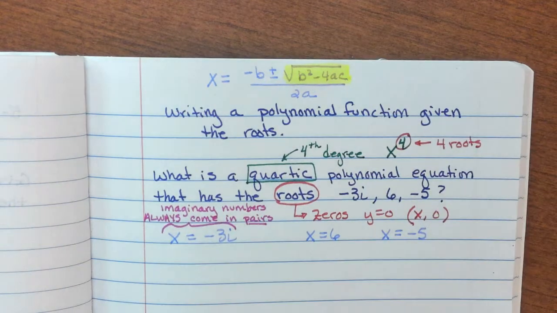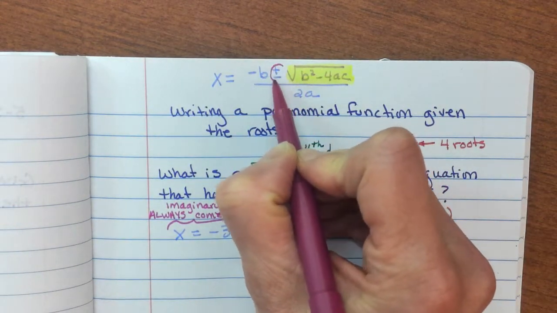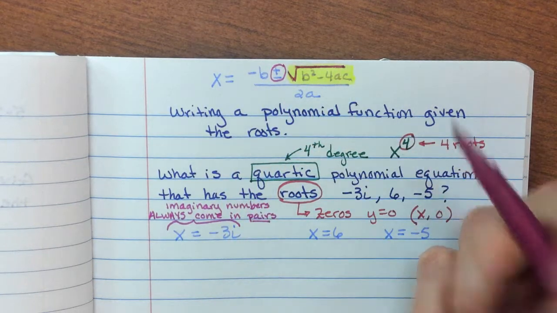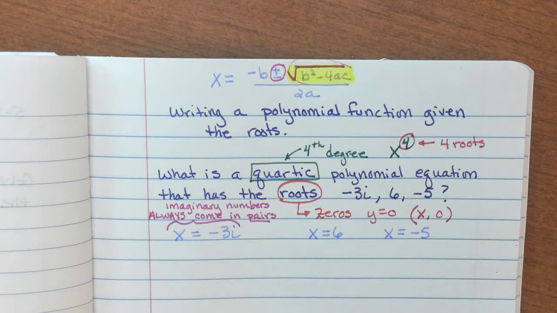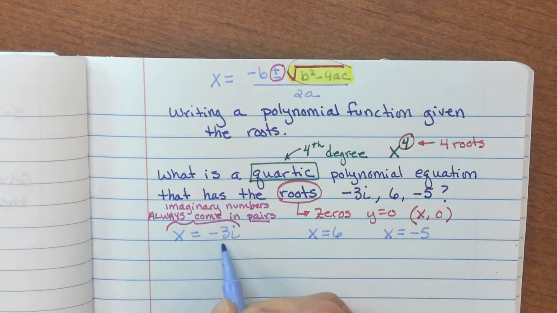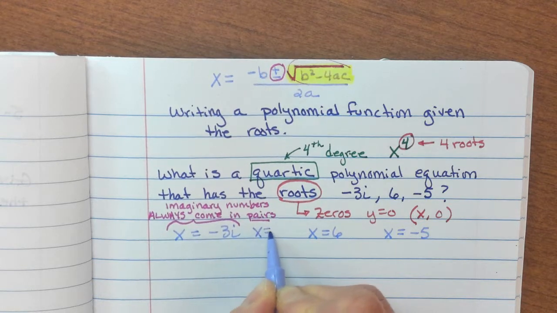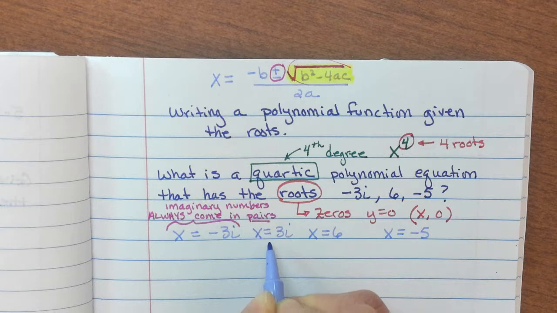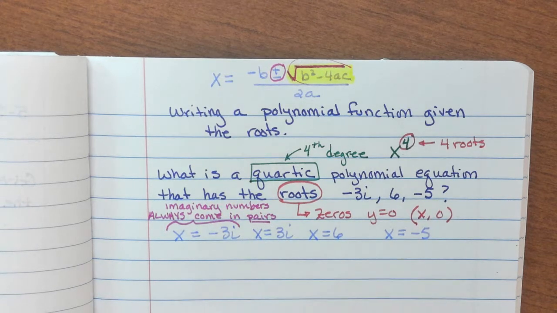Look what's right in front of that square root. We have this plus or minus. Whatever happened at the end, here I have the minus, I just need the plus part. So that means whenever I see an imaginary number, its pair will be the opposite sign. So this is my missing zero. They didn't give me that one.